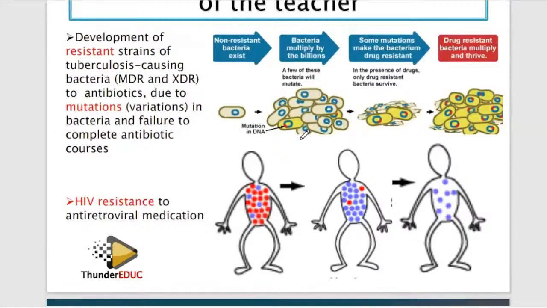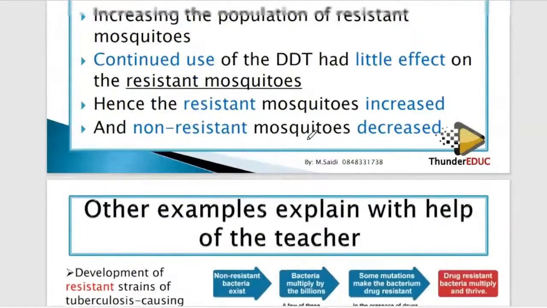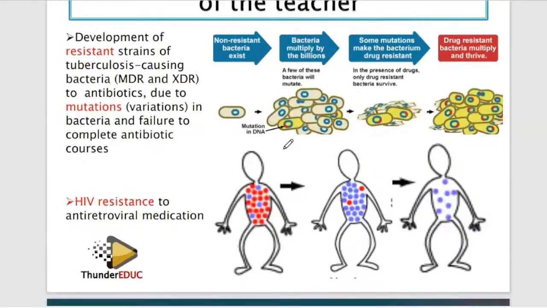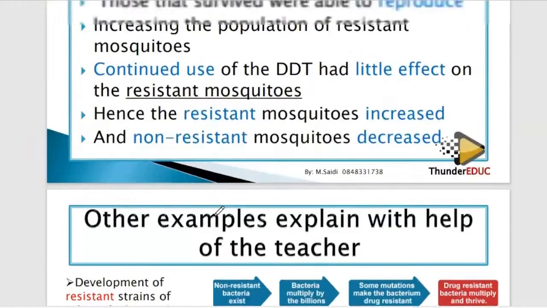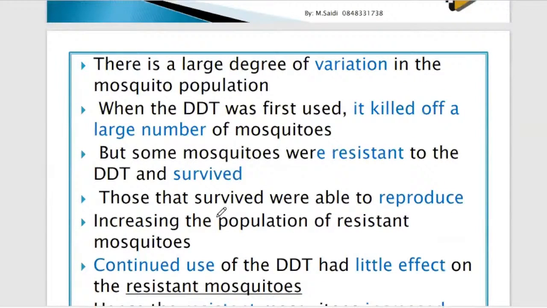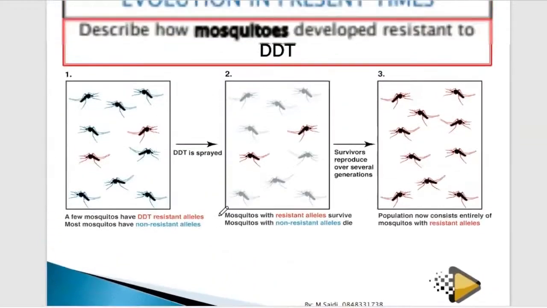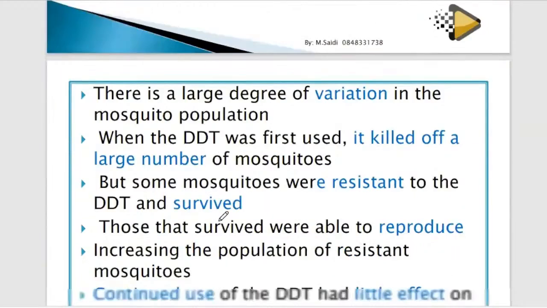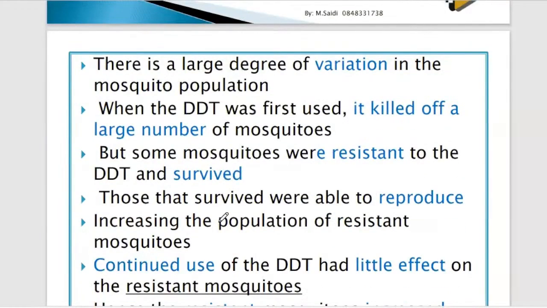Present evolution can be brought into theories: use of DDT for the mosquito, use of antibiotics on bacteria, or use of the antiretrovirals, ARVs. All of them work the same way, by natural selection. So when you talk about evolution taking place in present time, it's talking about resistance.